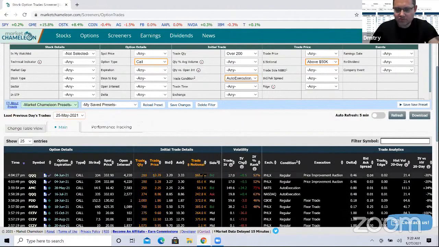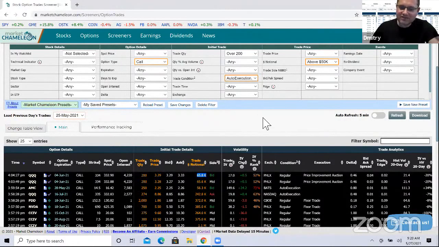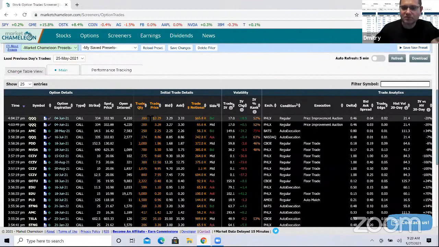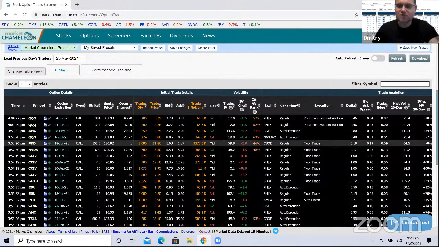Okay, so this notional value, you can see here, 200 traded for $3.29. So that means that trade was $65,800 worth of options, in option premium paid for that particular option.